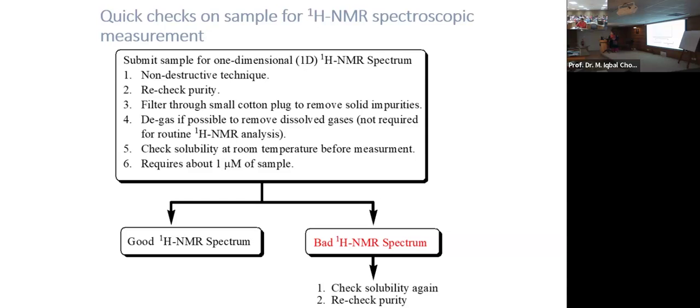If it is not soluble, then you should know at what temperature it is soluble, and which solvent you can use at that particular temperature. Definitely deuterated solvents. And then you need to increase the temperature. And when you increase or decrease the temperature, you have to wait a lot, because everything is affected.